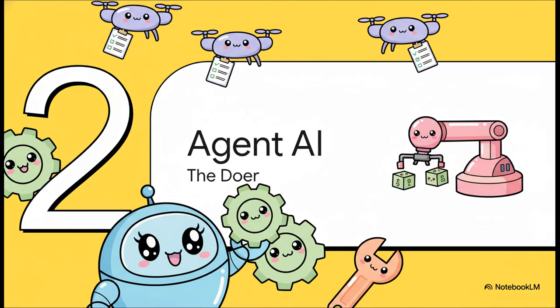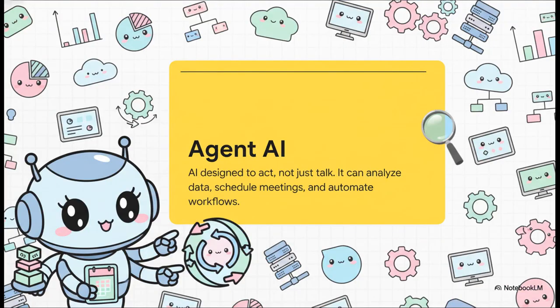Okay, next up, we're moving from talking to taking action with Agent AI. So if conversational AI is the talker, you can absolutely think of this one as the doer. It doesn't just respond, it actually does things. This is a pretty big step up.